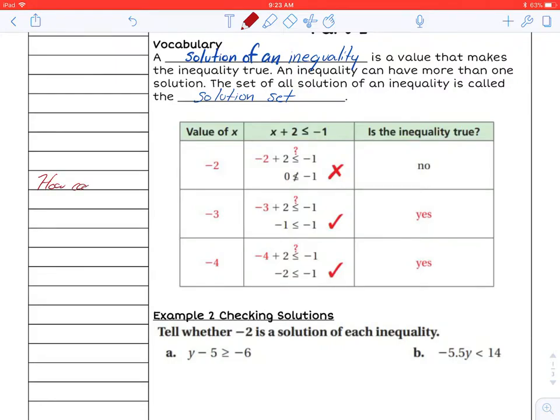How can we use a number line to represent all of the solutions of an inequality?